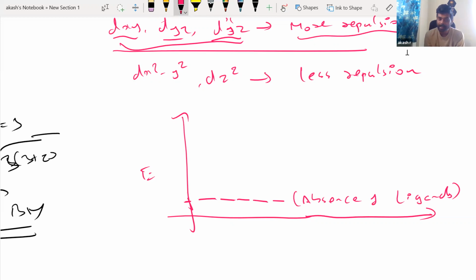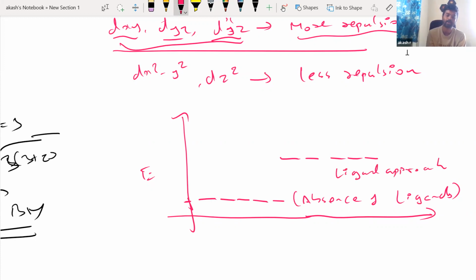Now, when the ligands are approaching, all the d orbitals would have increased their energy, no doubt, and the degeneracy is still there. The ligand has not approached fully; it is still in the process. So here it's ligand approaching.